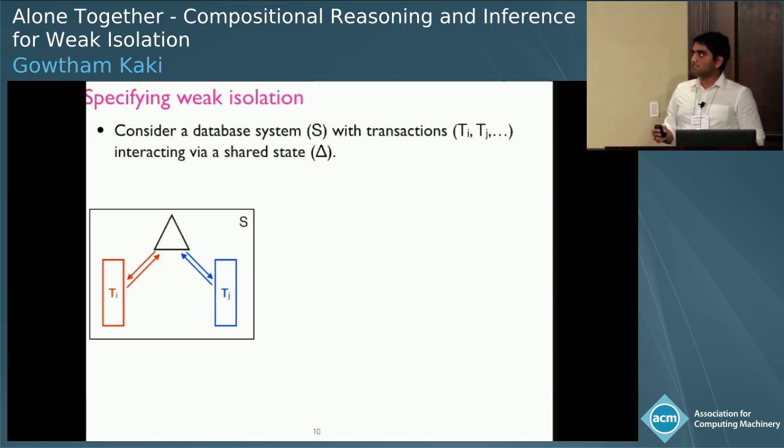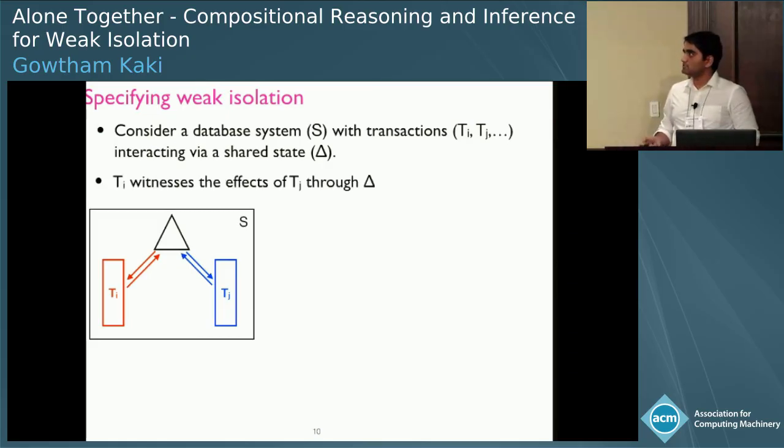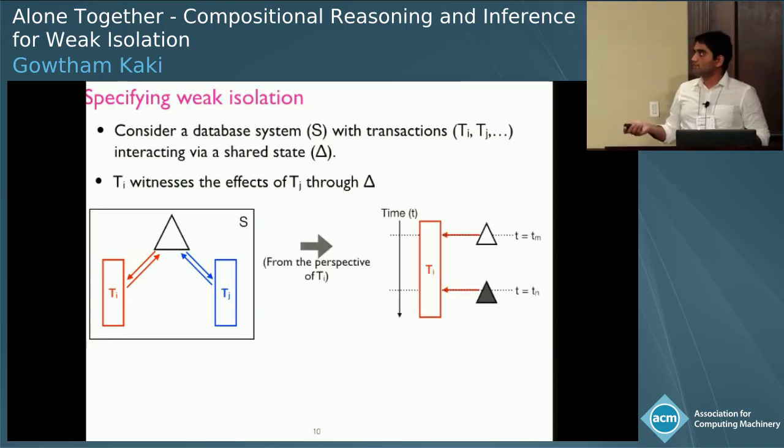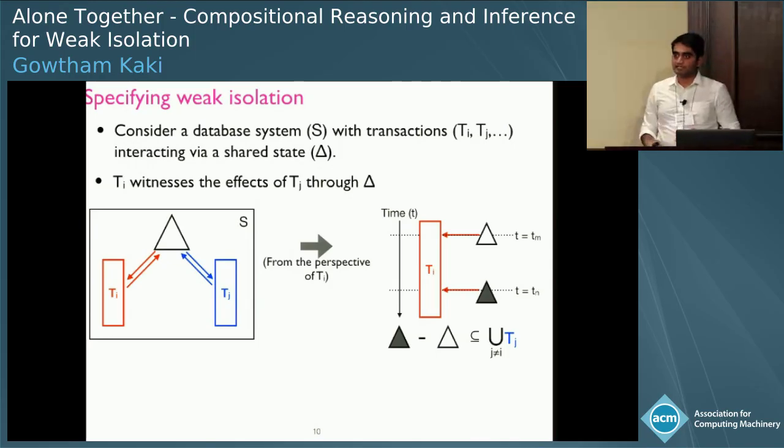So consider a database system with multiple transactions, Ti, Tj, and so on, that are interacting via shared state. So the transactions witness the effects of other transactions through the shared state, here represented using a triangle, I'll call it delta. So Ti witnesses the effects of Tj through delta. So let's say Ti witnesses a state delta at some time and a different state at a time Tn. So the difference between both the states basically incorporates the effects of concurrent transactions.